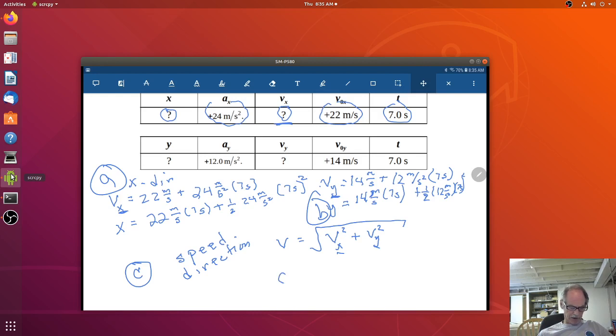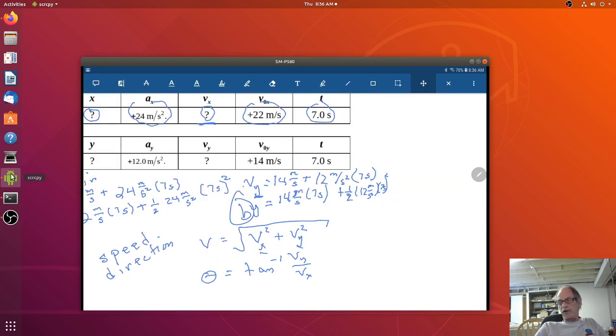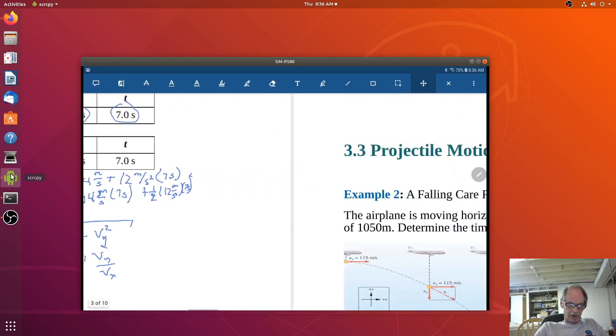And then I'd find the direction that this spacecraft is moving as the arctangent, or the inverse tangent, of the y component of the speed over the x component of the speed. Remember, the direction of the velocity vector is the direction that the object is moving. And this object's moving in a different direction at every instant. Every instant it has a different x component of velocity and a different y component of velocity.